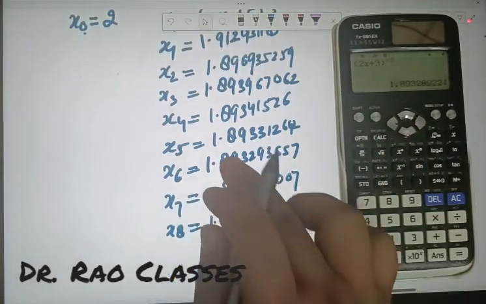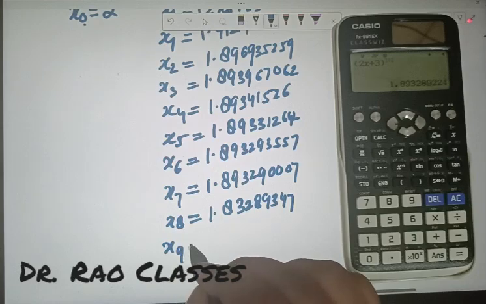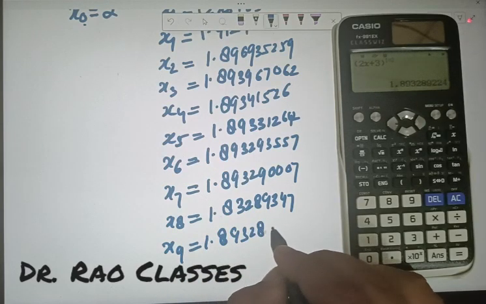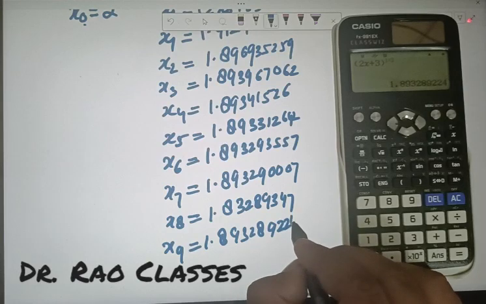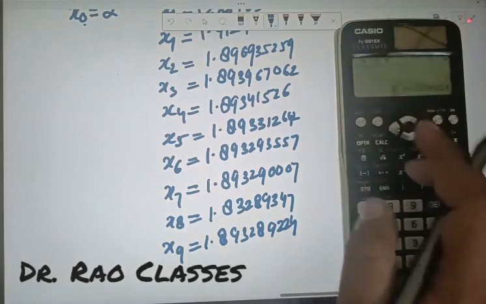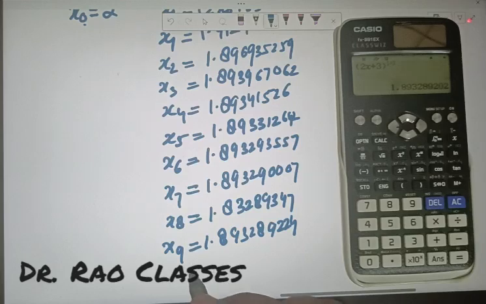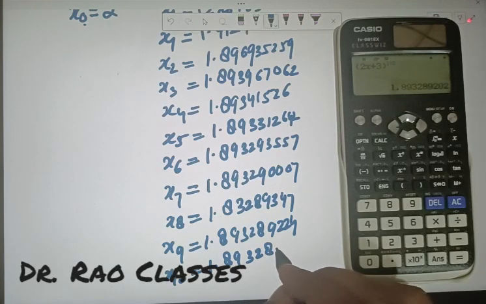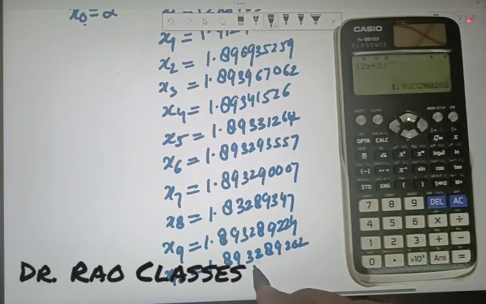Then again store in x and go to the function. So you are having here x9. x9 is equal to 1.893289224. Then again store in x and go to the function. So you are having x10 as 1.893289202. So we are repeating here that much of number. 6 places we have repeated here.